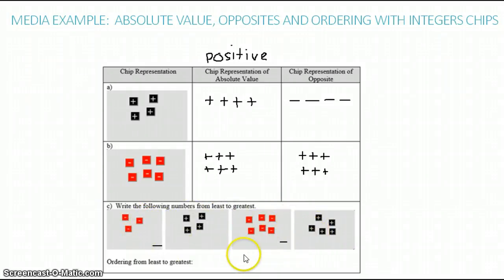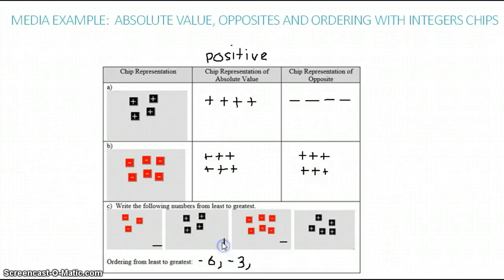So when we have negative numbers, the more negative chips you have, remember the further to the left you were on the number line. So negative 6 is smaller than negative 3. So our ordering will begin with the smallest or the least number is negative 6, and our next least number is negative 3.